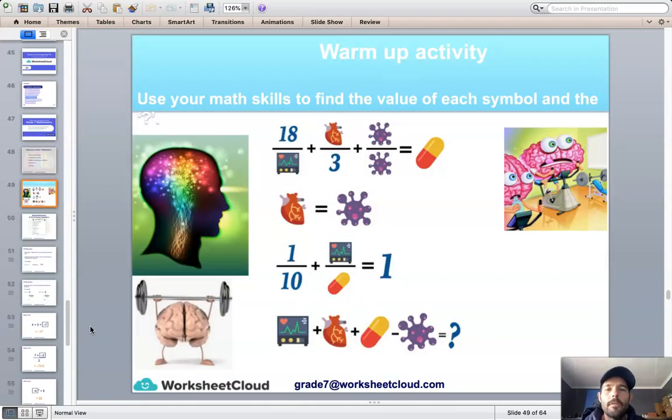Here's your warm-up. It's a fraction theme. You guys should know that you need to find the value of each symbol and then the question mark at the end. Take your time. There's no rush. Check your work where you can. If you need to start over again, that's not a problem. Don't give up on it. Let's see how you guys get on.